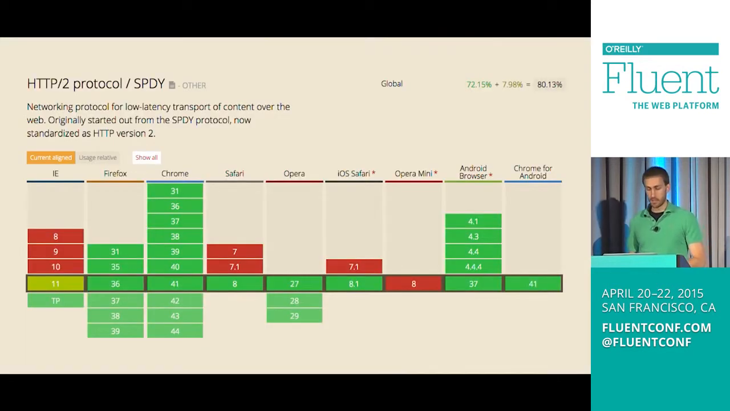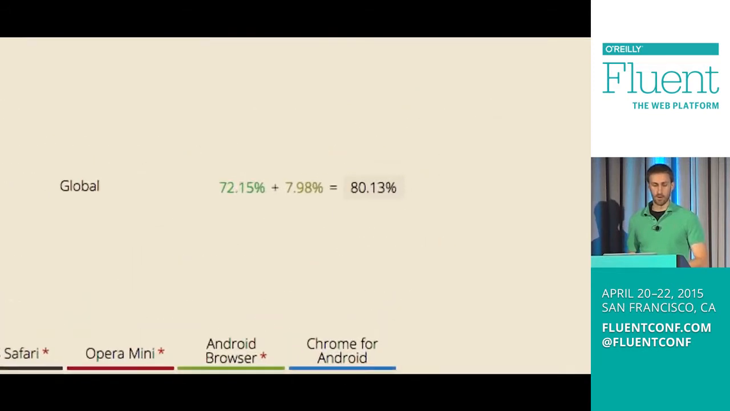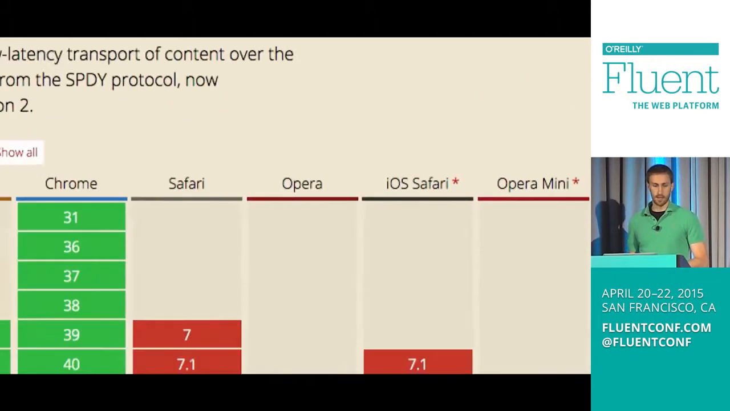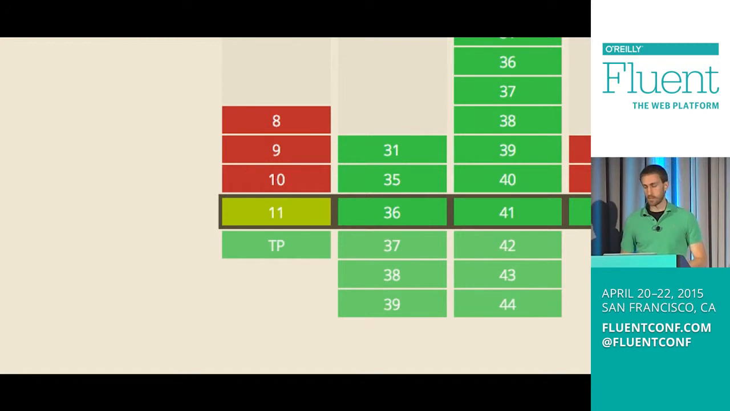Support is very, very good when it comes to browsers. The latest version of all major browsers supports H2, which means that the global support is around 80% today. I'm opening with this because I want to emphasize that everything in this talk is widely applicable right now. You may have noticed that IE 11 has partial support. What this means simply is that H2 is supported on Windows 8 and later in IE 11, but it is not supported on Windows 7.